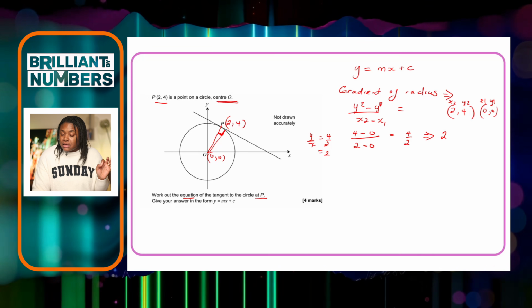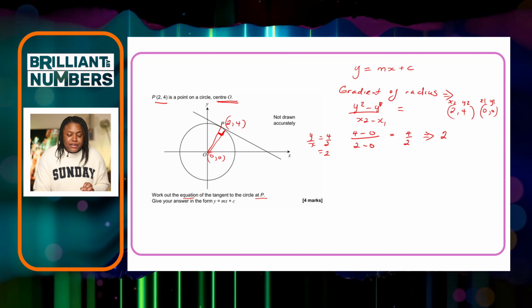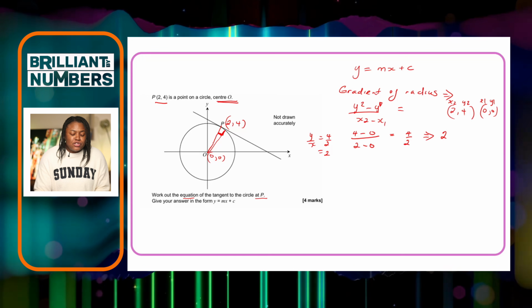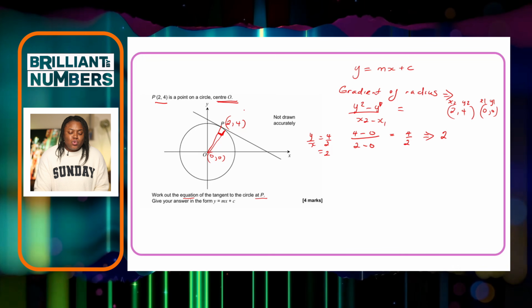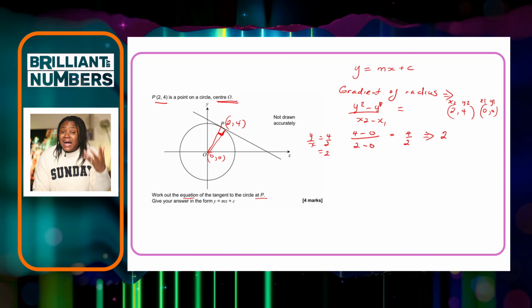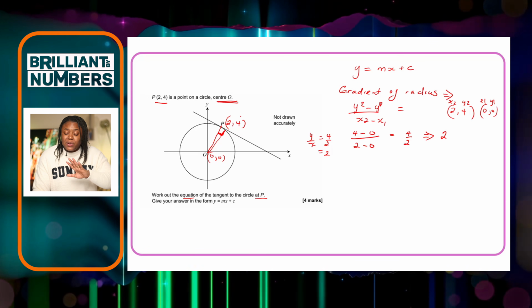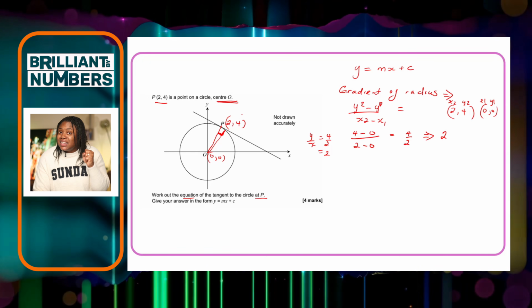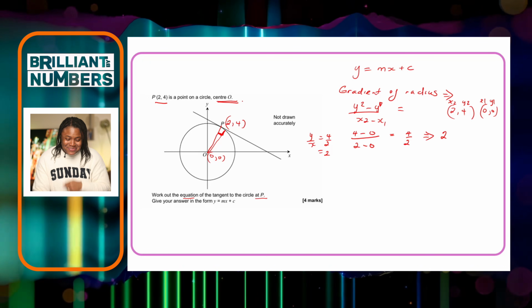Okay, so if you get a circle, your center is 0, 0, and you're finding the gradient of the radius, you could just do y divided by x. Okay, on the exam condition, you want to make sure you have a lot of time to check back over your work after you finish. So we're trying to work smarter, not harder.